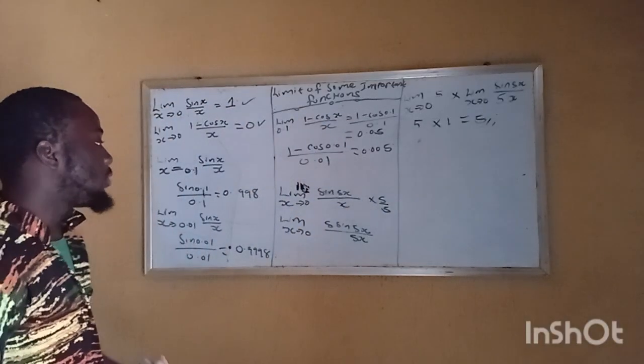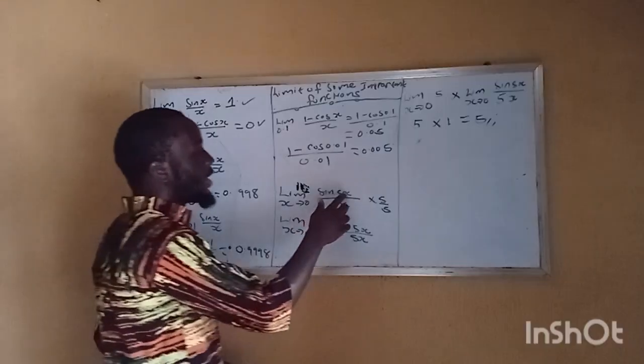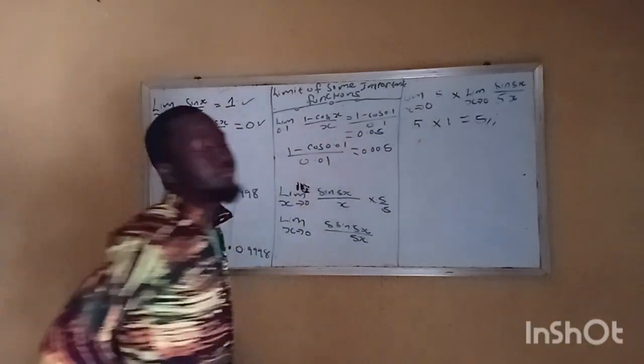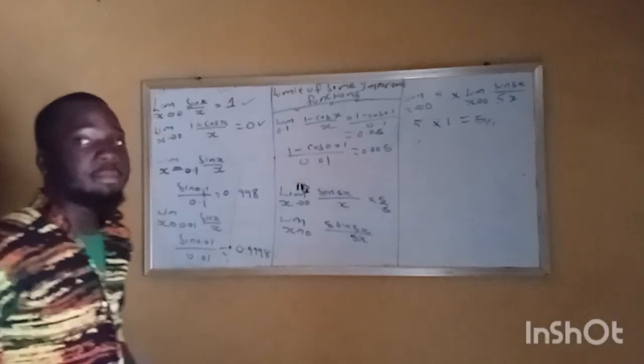A shortcut you can use is just that: what's the coefficient of x here? 5. What's the coefficient of x here? 1. 5 over 1 is 5. That's the shortcut. Are you getting me? Let's move on to the next question.